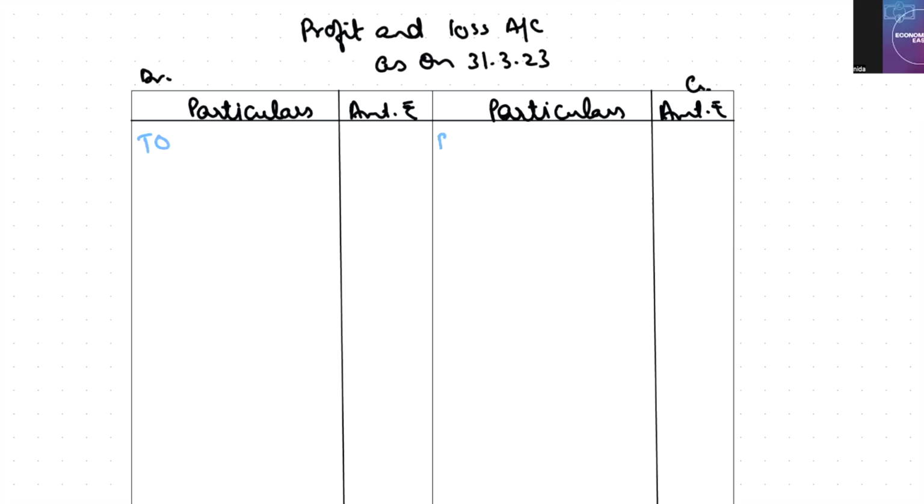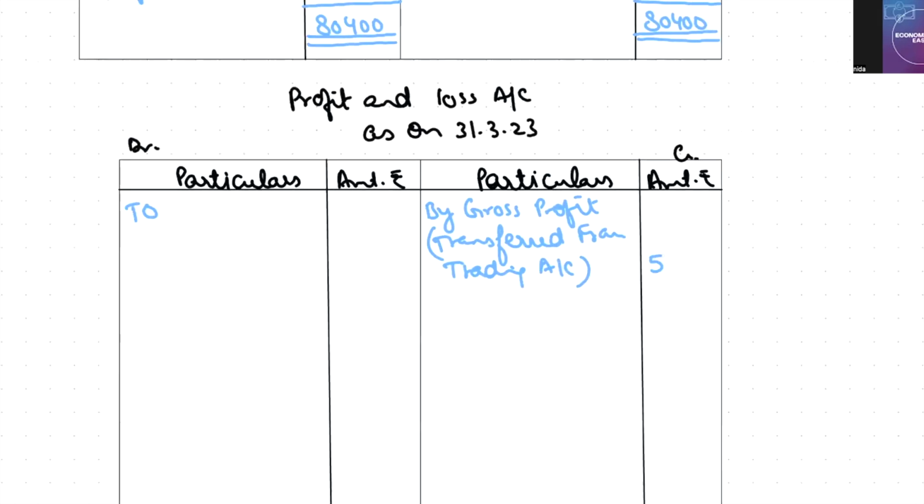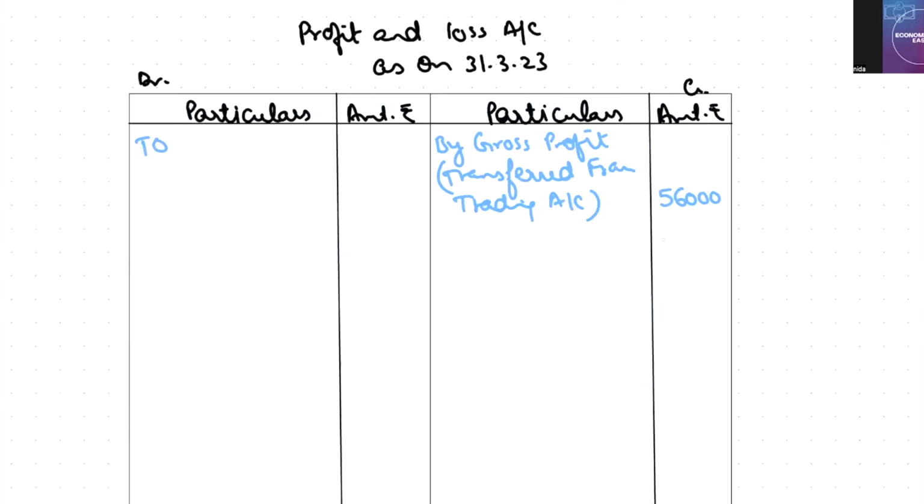Now remember, gross profit is always transferred here, okay? Gross profit transferred from trading account. And gross profit is how much? It is 56,000, right? So 56,000 is the gross profit. Now I'm going to see the indirect expenses and incomes, okay? So first we have the to cycles and cards delivery. That is 2,500.